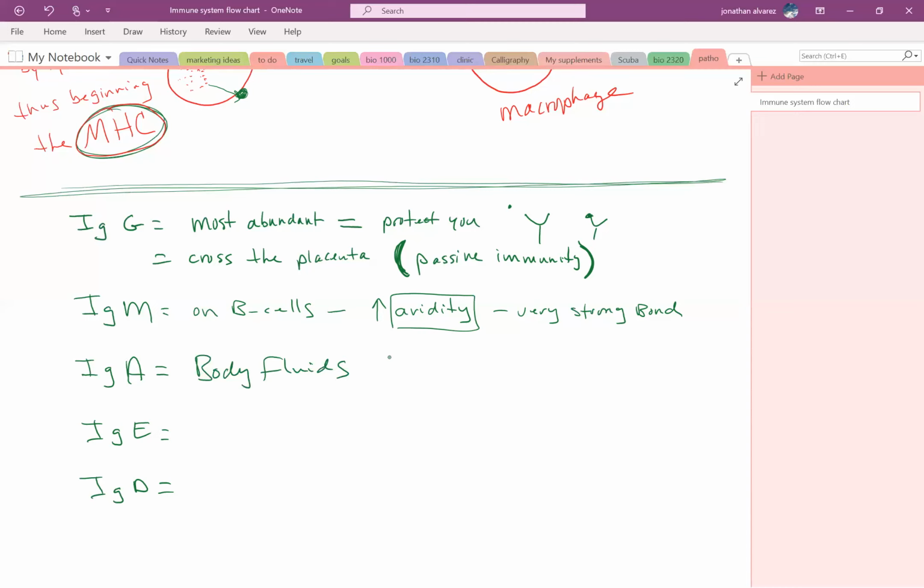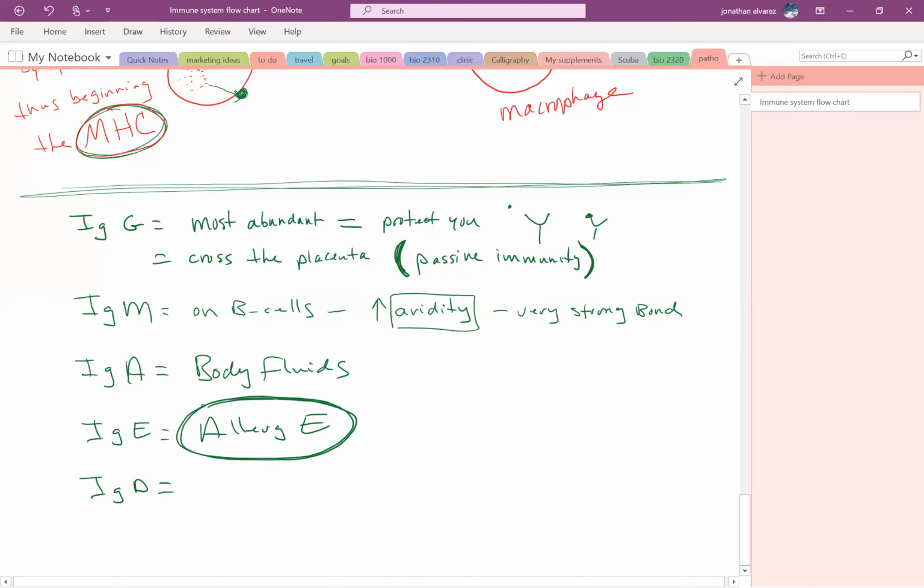Okay, IgEs are the allergy. Okay, I'm emphasizing the way I spelled that on purpose because allergy, IgE, just a kind of a fun way to help you remember. It binds and triggers or activates a histamine response.